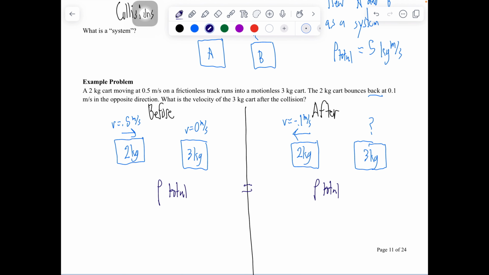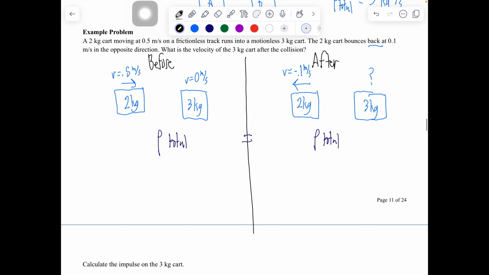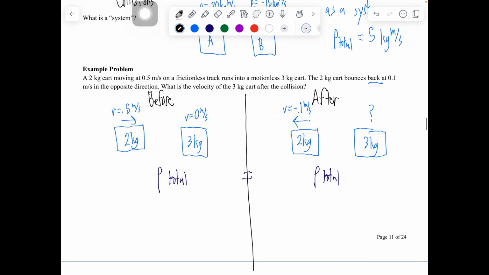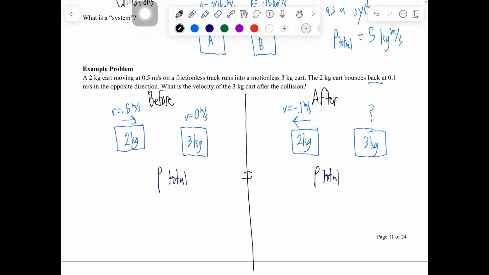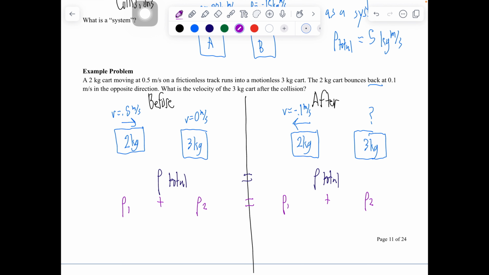We can split this up. We remember the equation for momentum. But first off, what is our total momentum? We're treating these objects as a system. So instead of P total, this is really the momentum of object 1 and the momentum of object 2 added together. This is equal to the total momentum after, which is just the momentum of object 1 added to the momentum of object 2. We're just treating them as a system, combining them.